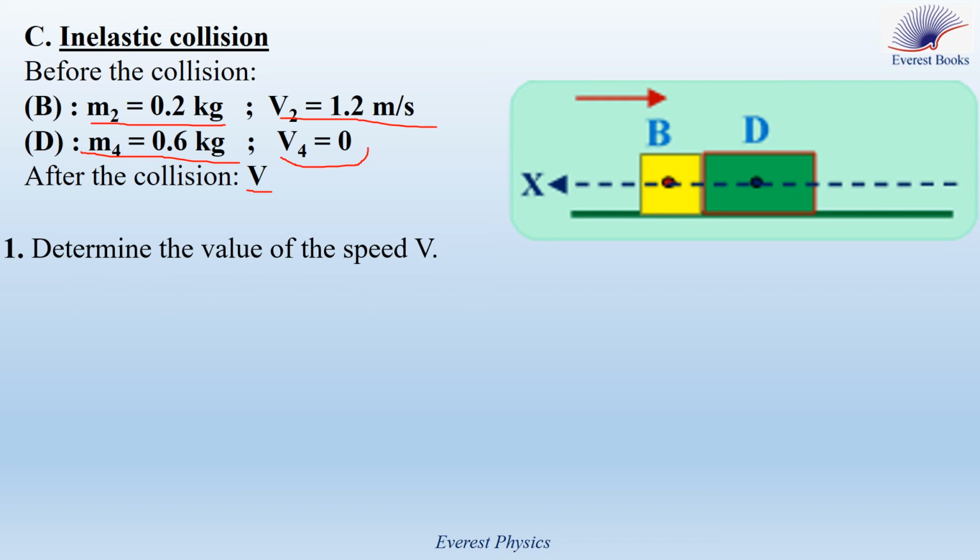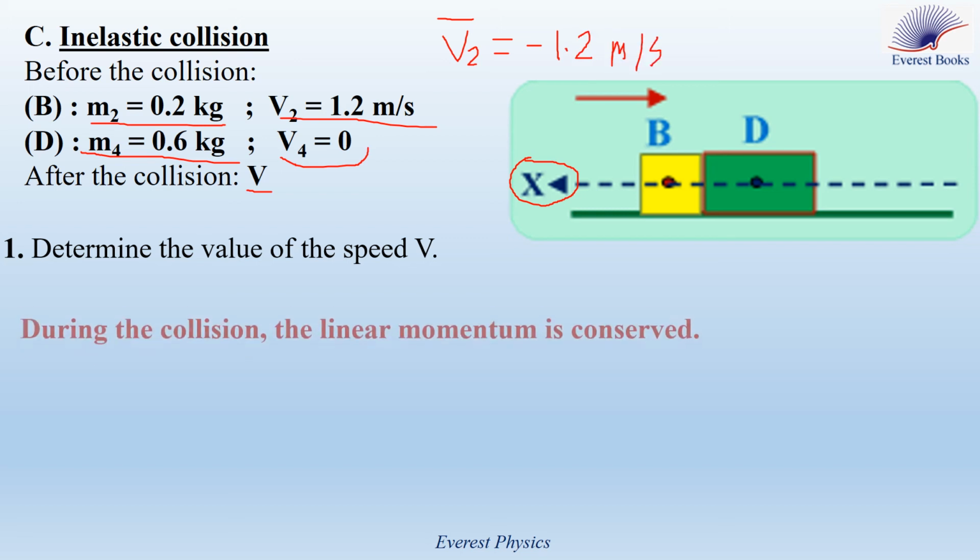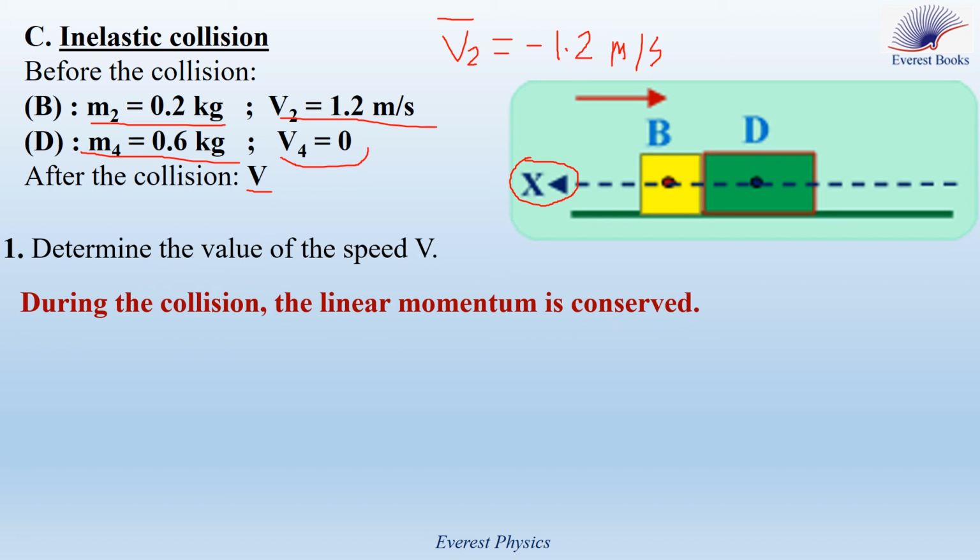But take into account that B moves to the right before collision, so it moves in a direction opposite to that of the x-axis. That means the algebraic value of the velocity v2 of block B before the collision is equal to minus 1.2 meters per second. Now, during collision, the linear momentum of the system BD is conserved. So we can write P2 plus P4 equal P2 prime plus P4 prime, where P2 and P2 prime are the linear momenta of block B just before and right after collision, while P4 and P4 prime are the linear momenta of block D just before and right after the collision.